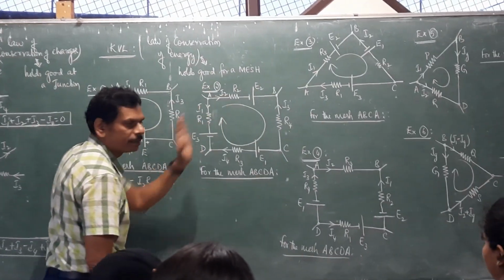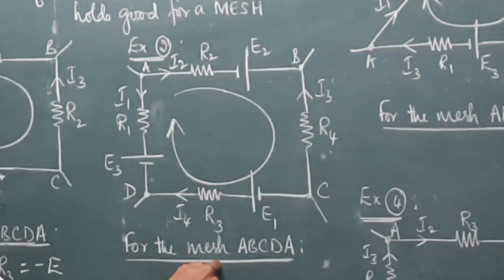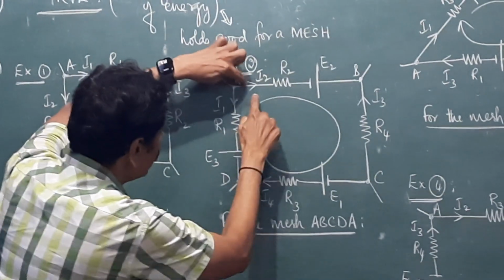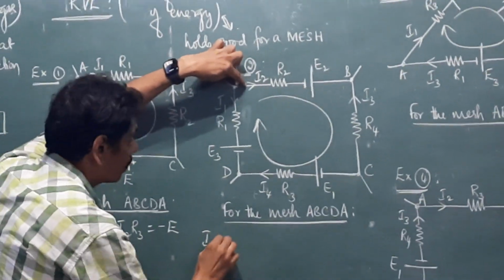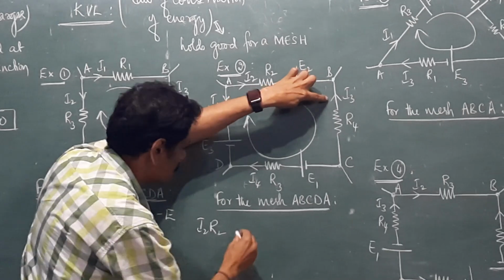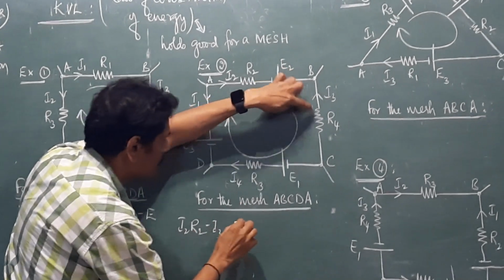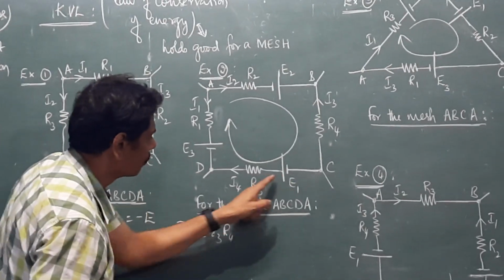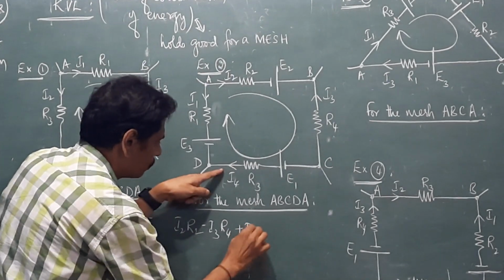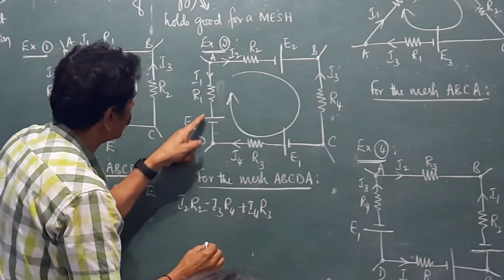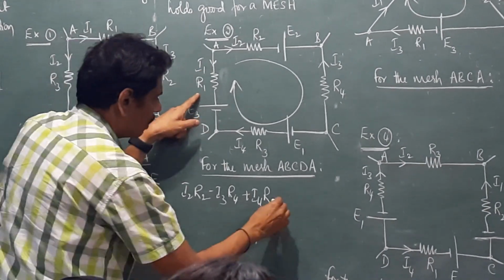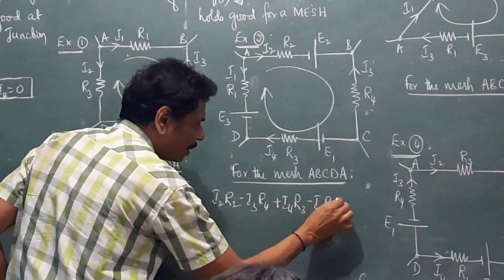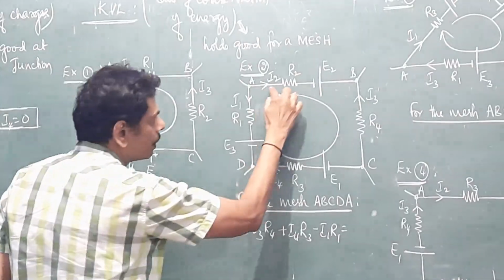And coming to the second example, under Kirchhoff's second law, I can write again ABCD. A is said to be a mesh. Here I will start with this. I2 R2, and here it is minus I3 R4. Whatever the resistance is there, you just multiply with that one. Here it is plus I4 R3, and here it is minus I1 R1. That is equal to the EMF that I have to write.